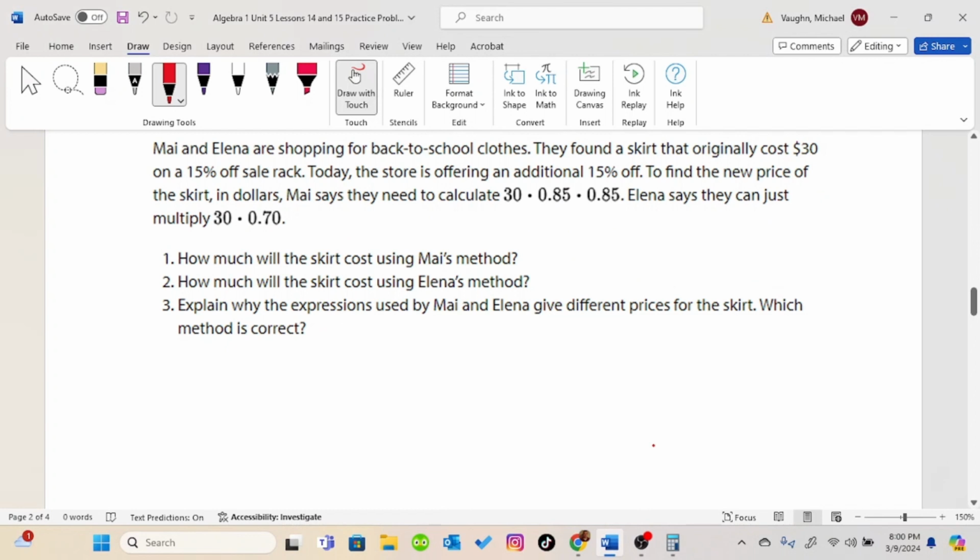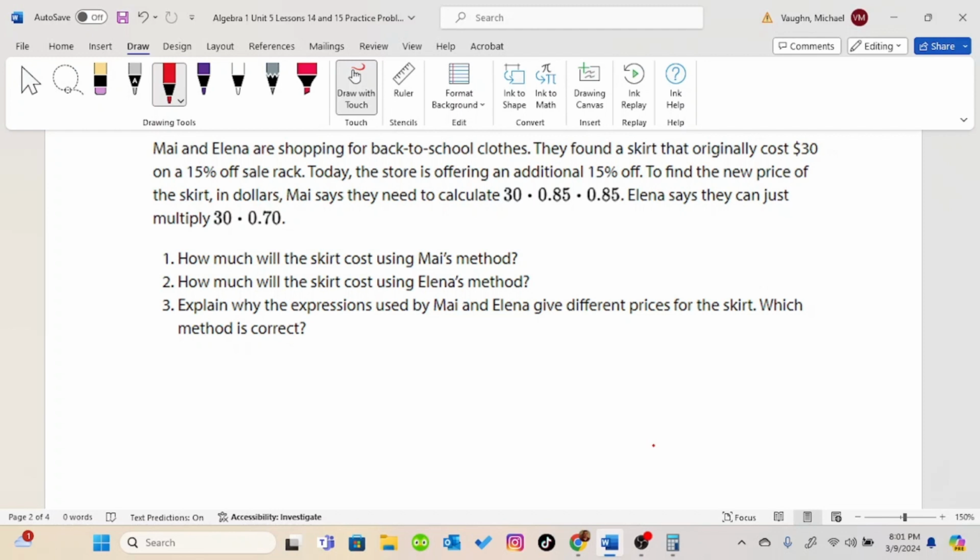Mai and Elena are shopping for back-to-school clothes. They found a skirt that originally cost $30 on a 15% off sale rack. Today, the store is offering an additional 15% off. To find the new price of the skirt in dollars, Mai says they need to calculate 30 times 0.85 times 0.85. Elena says they can just multiply 30 times 0.70.